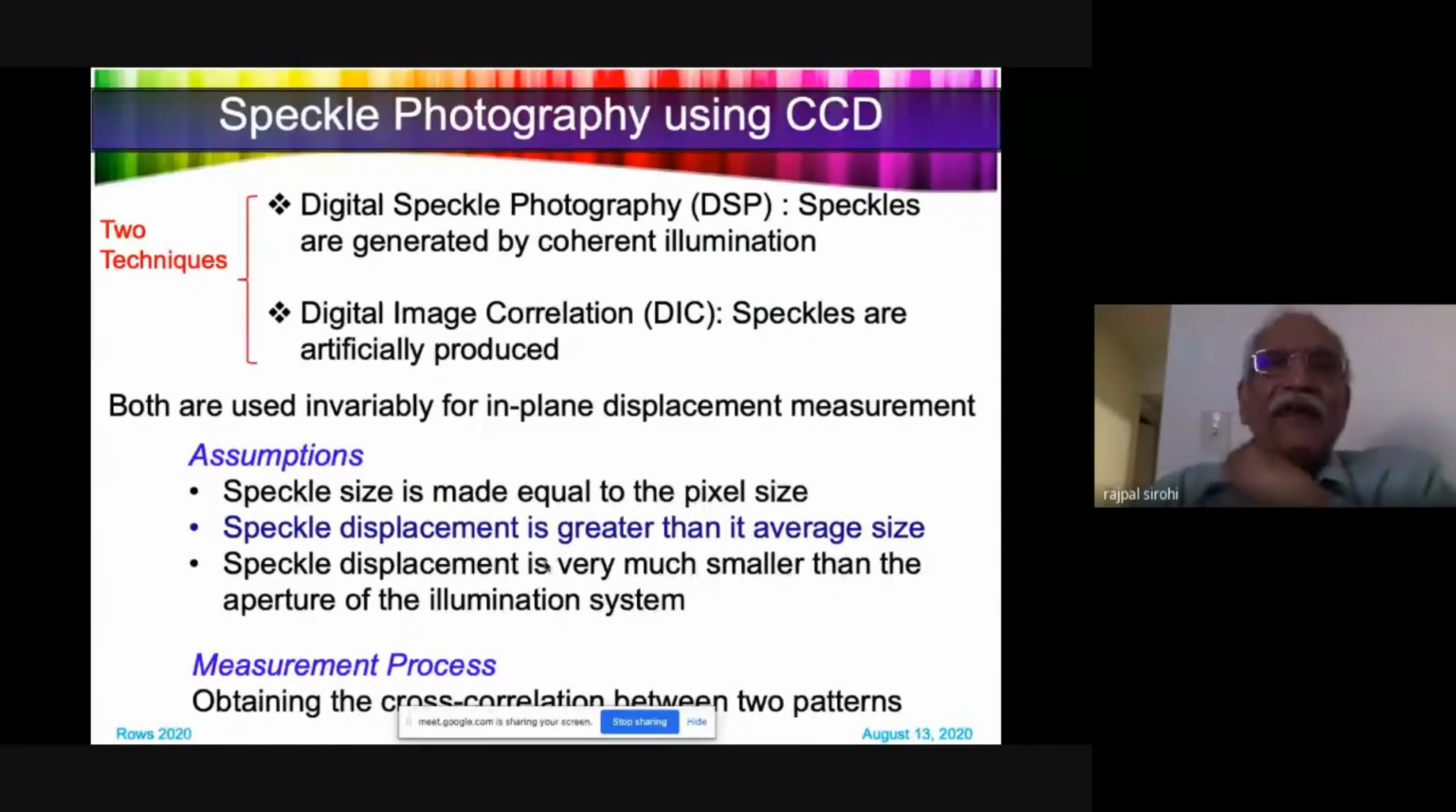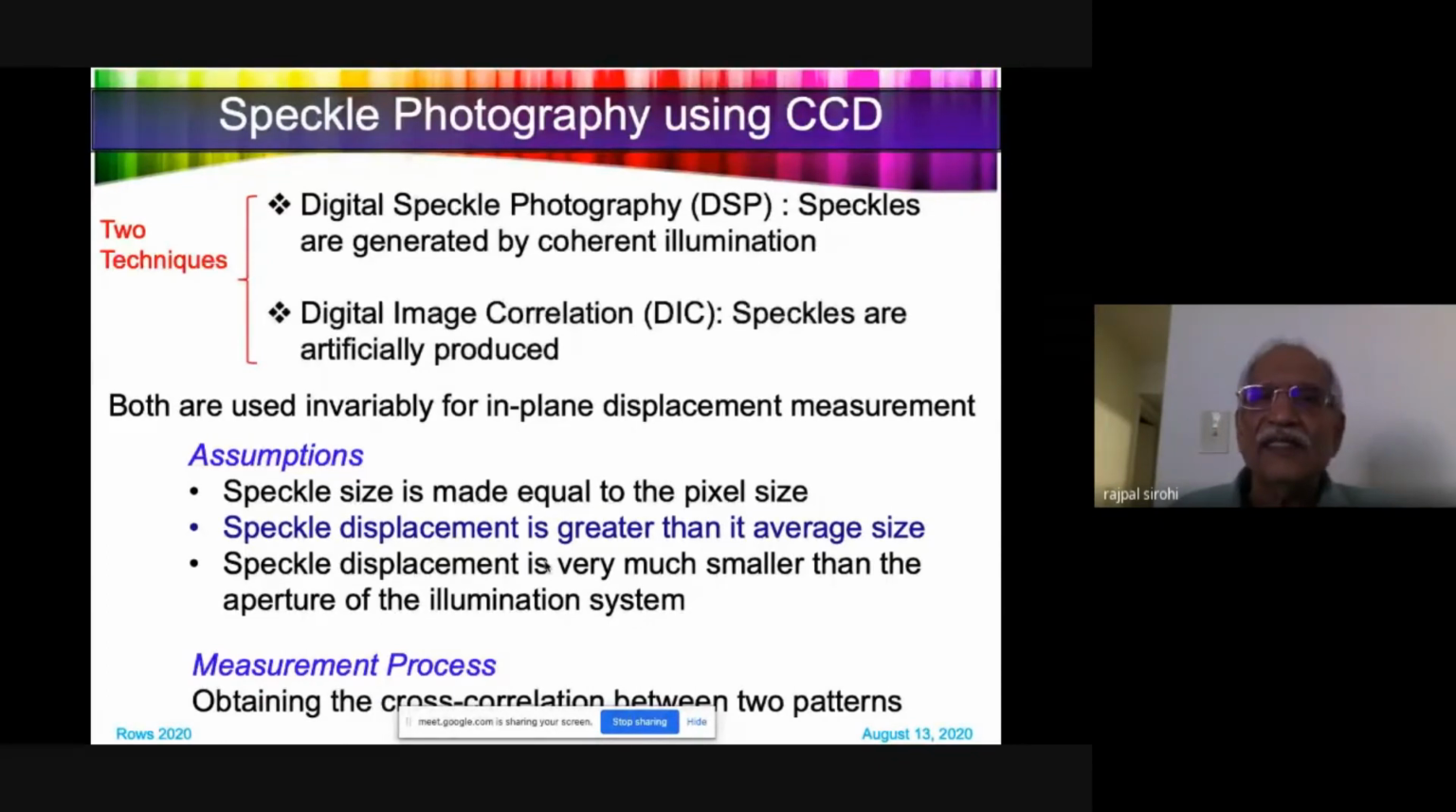Now I will shift over to using CCD and see what we can achieve. CCD speckles are generated by coherent illumination. That is the normal one we were doing using laser light. But nowadays, another technique has come into practice, which is used very often in the study of rotating systems and so on. That is digital image correlation.